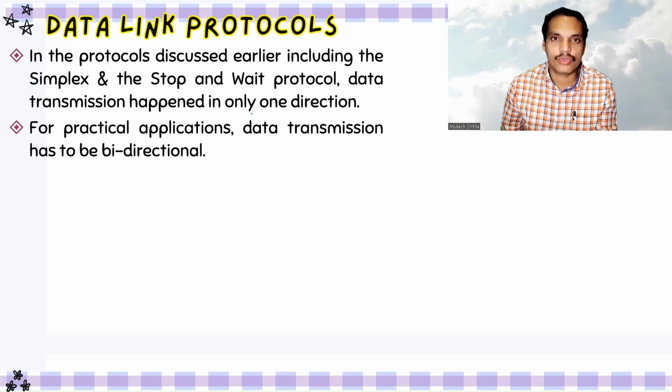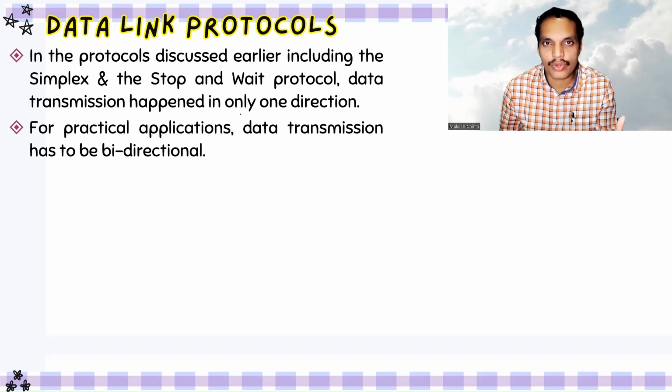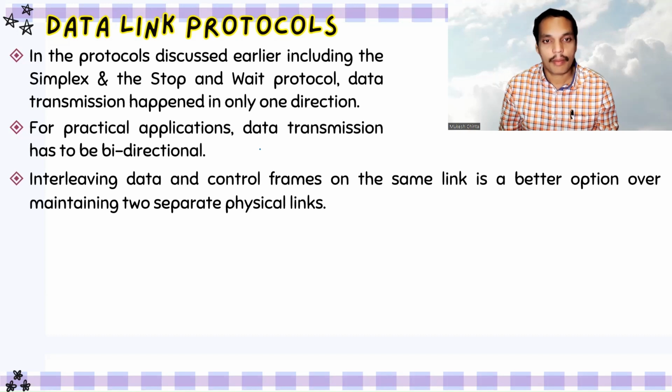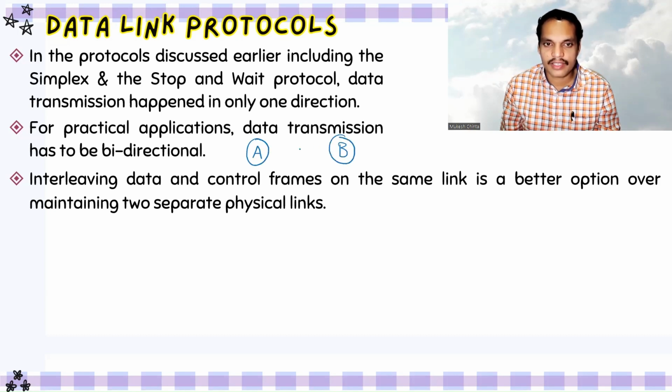But for practical usage, one way communication is not going to happen. So for practical applications, the data transmission has to be bidirectional. Interleaving the data and control frames on the same link is a better option over maintaining two separate physical links. If I have to have bidirectional communication, what generally happens is, if I have a sender and receiver, one link will be dedicated for onward communication and another link for reverse communication. So A to B is one link and B to A is another link.